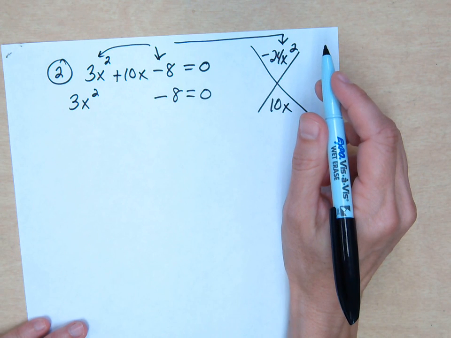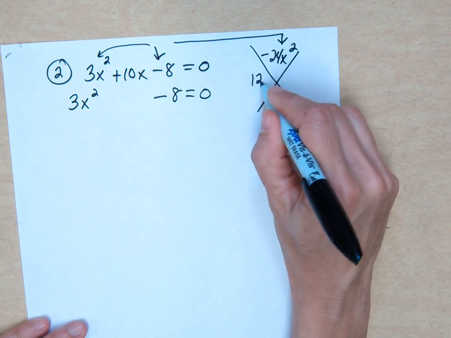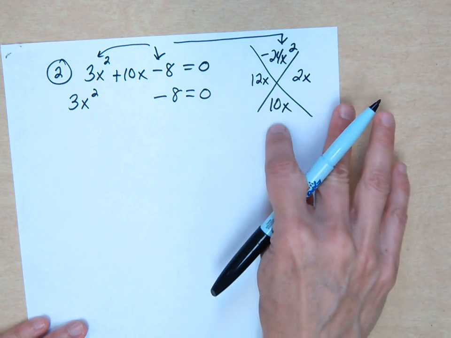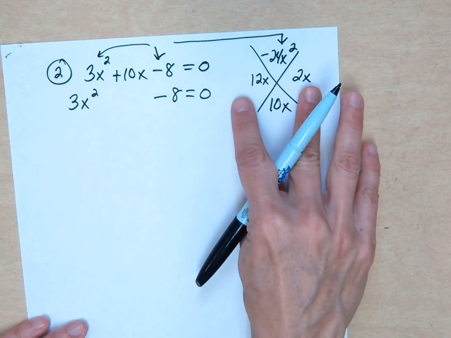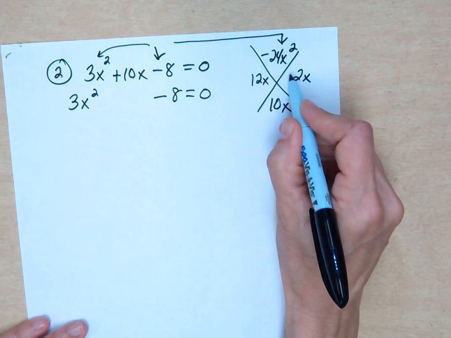We kind of got to use 12 and 2, right? Because they have to add to 10. They have to be 10 away from each other. So I know it's 12 and 2. And positive 12 and -2.